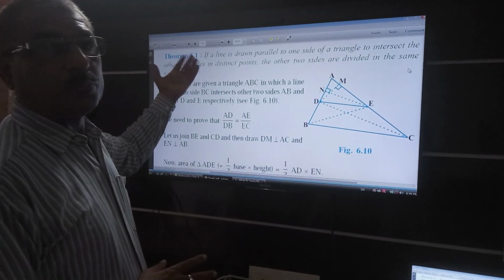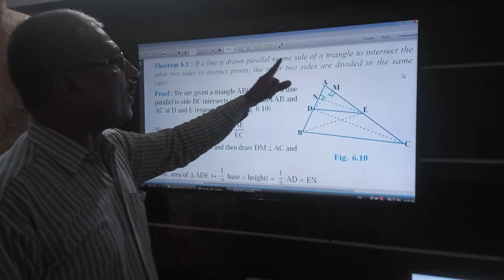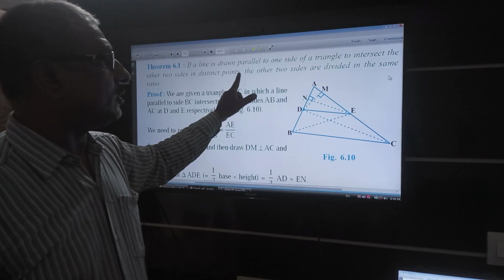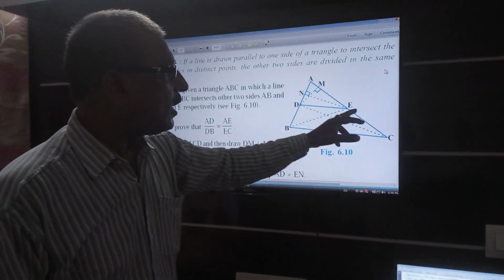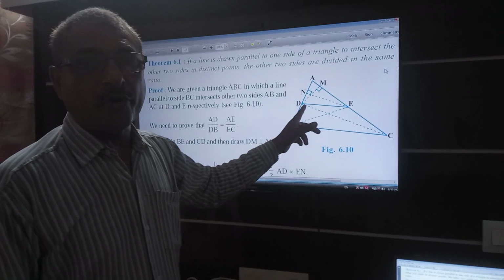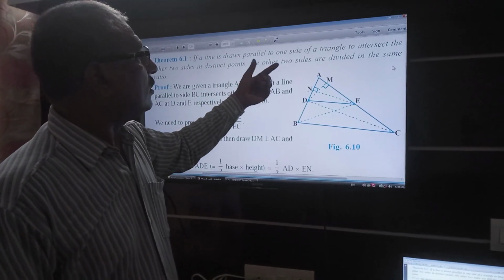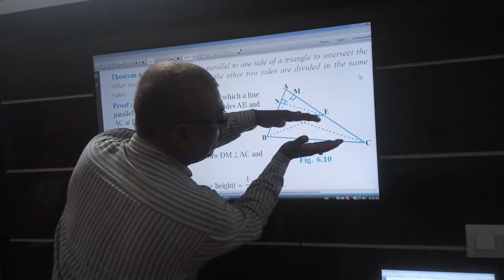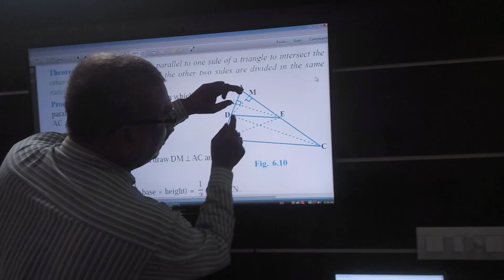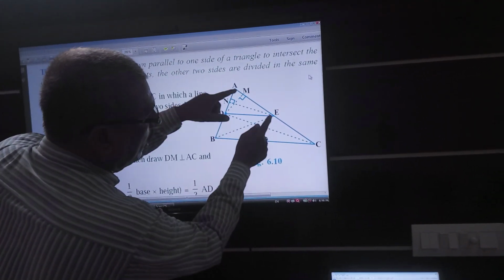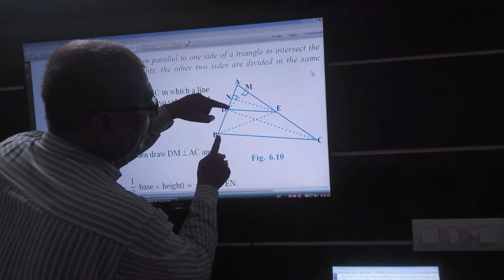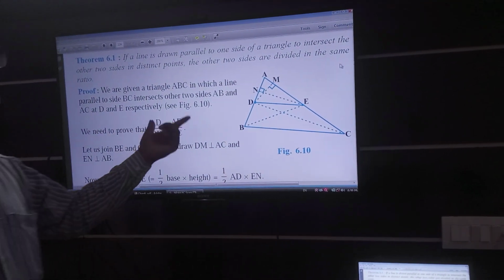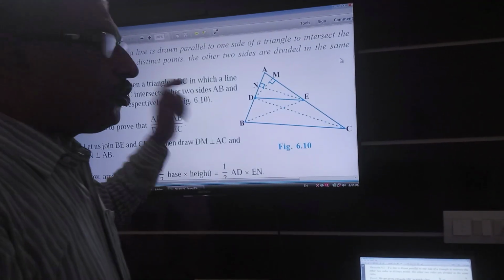Now see theorem 6.1. If a line is drawn parallel to one side of a triangle to intersect the other two sides in distinct points, different points. So this is the line and these two points are different points. Then the other two sides are divided in the same ratio. This line is parallel to this one, so this line divides these two sides in this ratio, AD and DB, AE and EC. AD and DB ratio is equal to AE upon EC ratio. This statement you have to prove. This is the basic proportionality theorem. This theorem you have to prove, children.